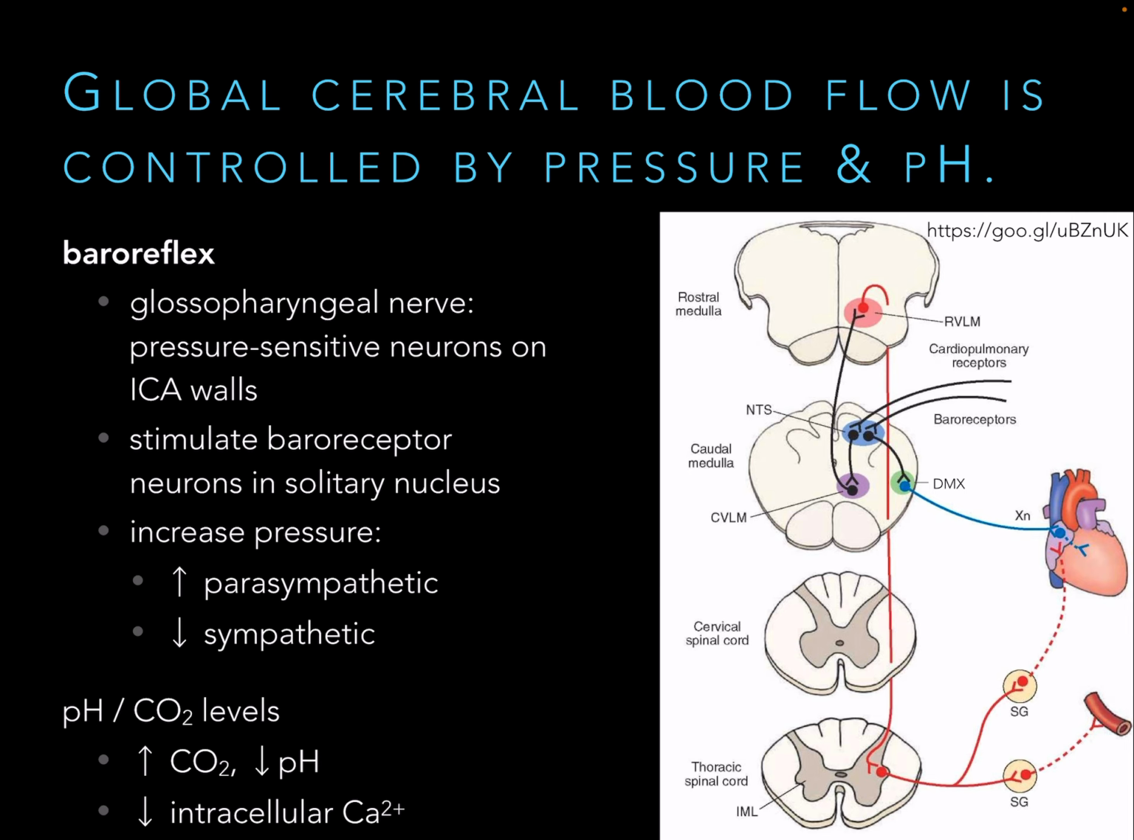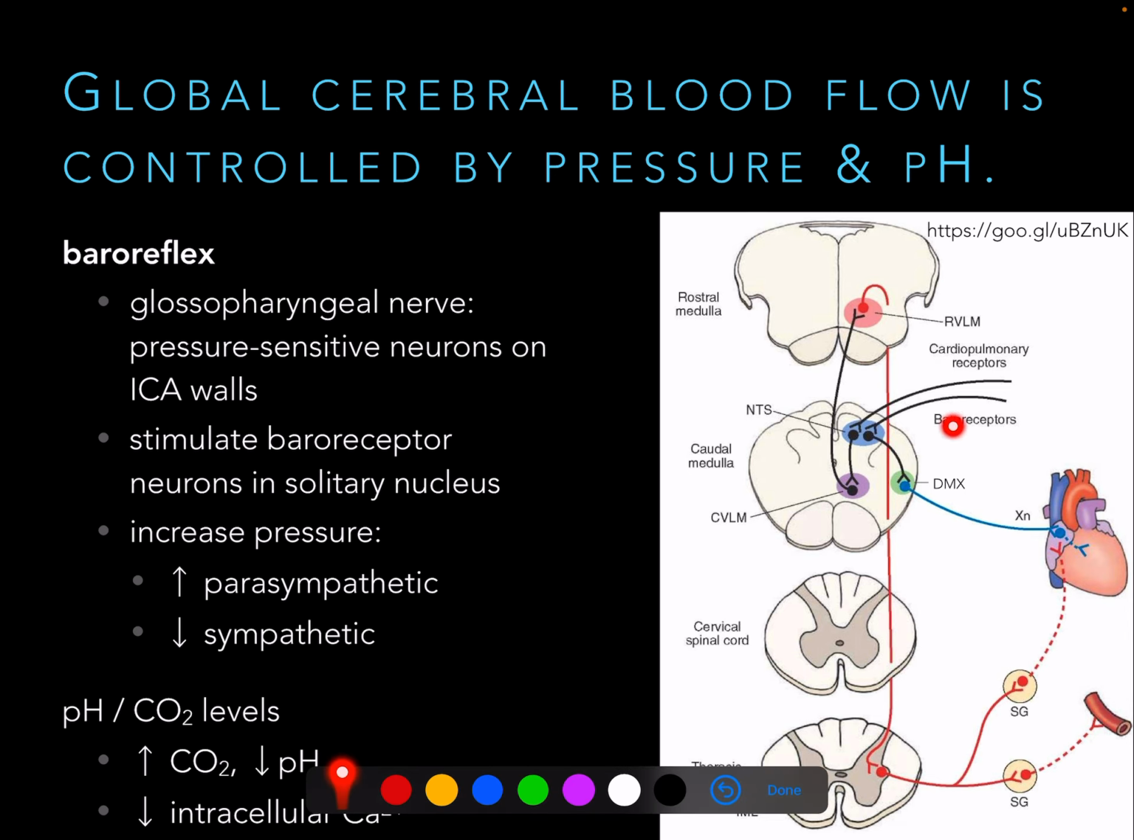If there is an increase in blood pressure, baroreceptors in cranial nerves 9 and 10 sense this, stimulate the nucleus of the solitary tract, triggering parasympathetic output from the dorsal motor nucleus of the vagus to slow heart rate and thus decrease blood pressure.